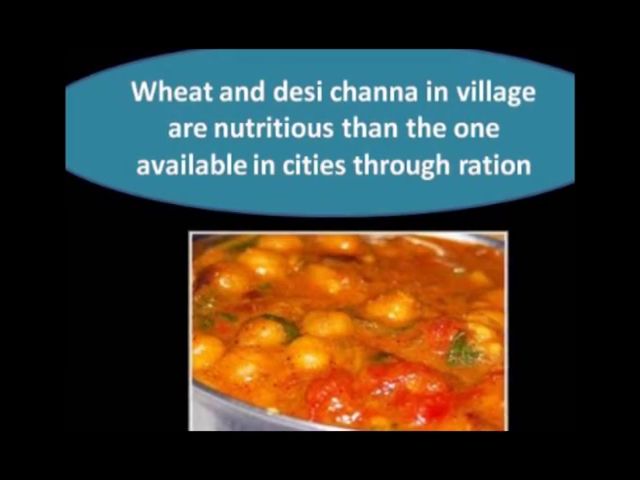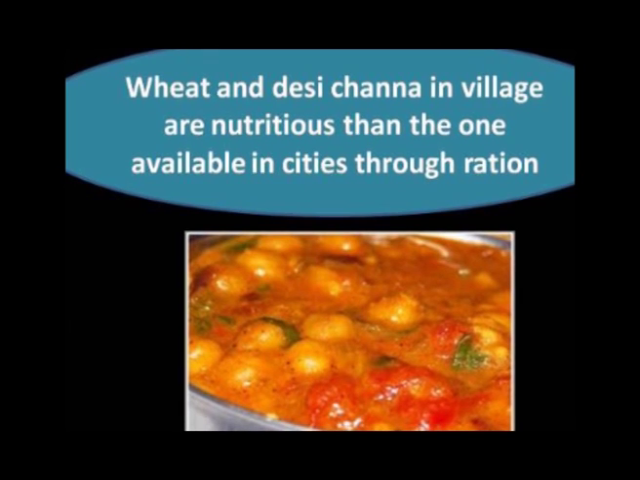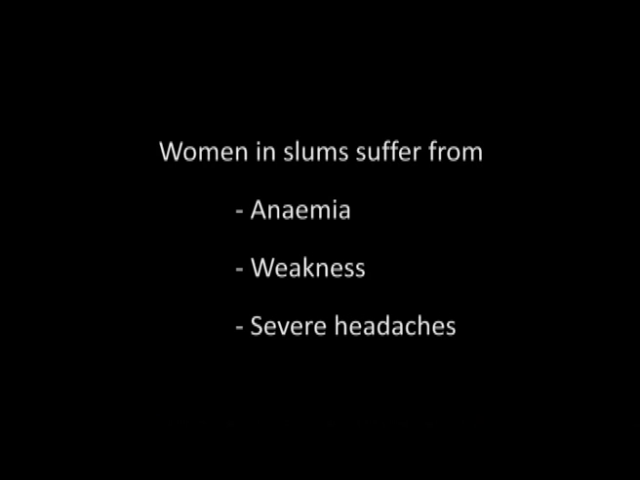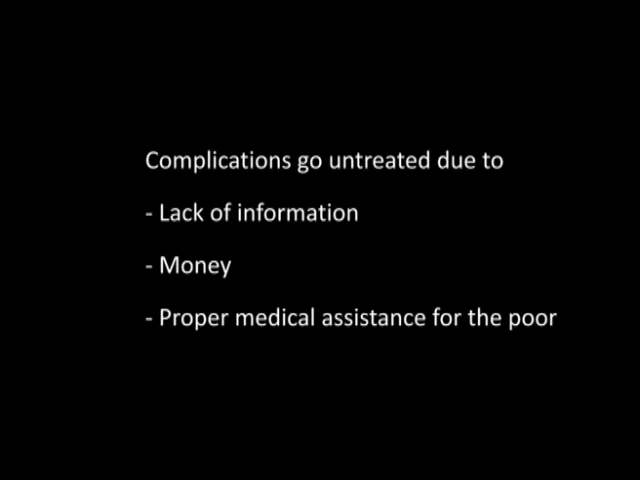The unhygienic environment further adds to the health hazards as the body becomes prone to diseases due to improper intake of food. The wheat and desi chana in the villages is much more nutritious than the one available in cities through ration. Women in slums suffer from anemia, weakness and severe headaches. Furthermore, adulteration in cooking oil, milk and wheat flour continuously makes it into the city sections of the newspaper. The implications of consuming adulterated food create further complications as well. Many of these complications go untreated due to lack of information, money and proper medical assistance for the poor.